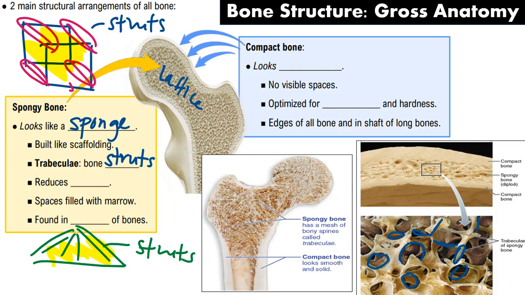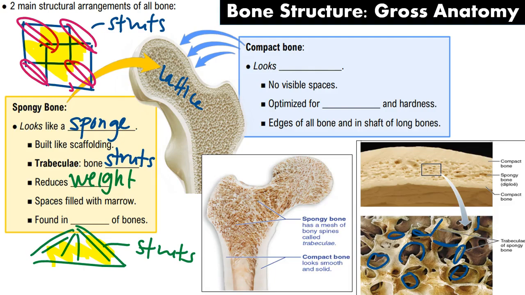The goal of having these struts, or trabeculae, is that it's going to reduce weight. And what does that mean? It means that because we have a lot of extra space in the spongy bone, it's going to weigh less. That makes sense because if you have a bone that is completely compact, with no holes on the inside, then guess what? It's going to be super heavy, which is going to make it even harder to move around.